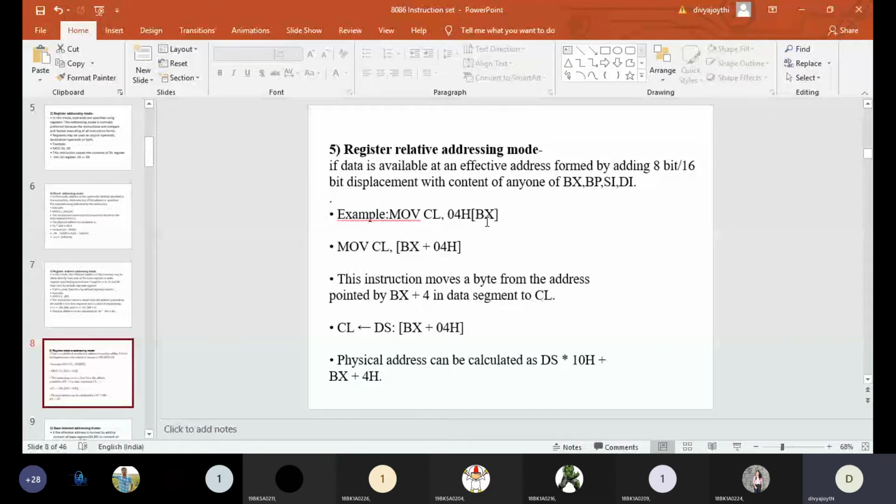So here now, how will the processor come to know the exact location? What it will do is add whatever number is there here to the data that is present in BX. So this particular instruction can also be written like this: move CL comma BX plus this displacement. Say for example, if BX is having 100.